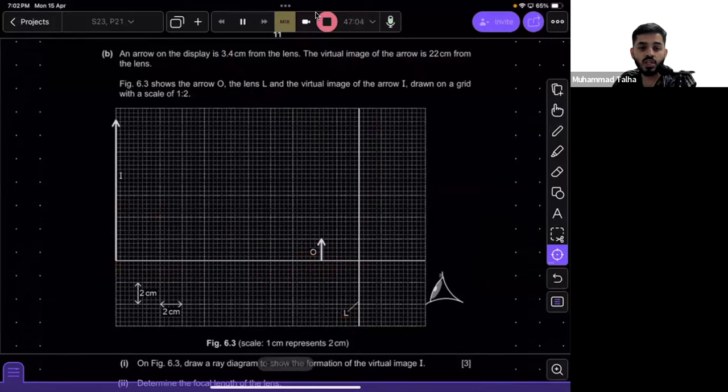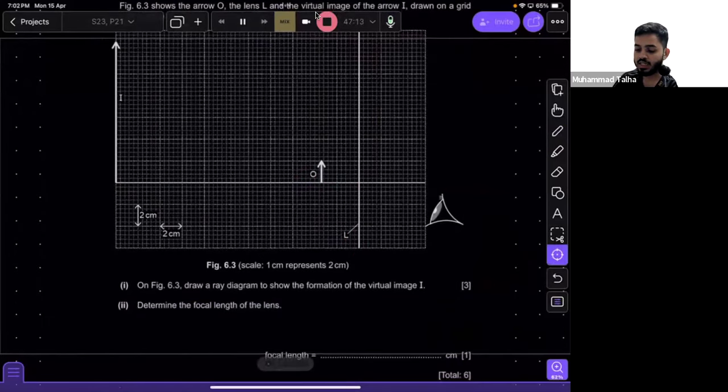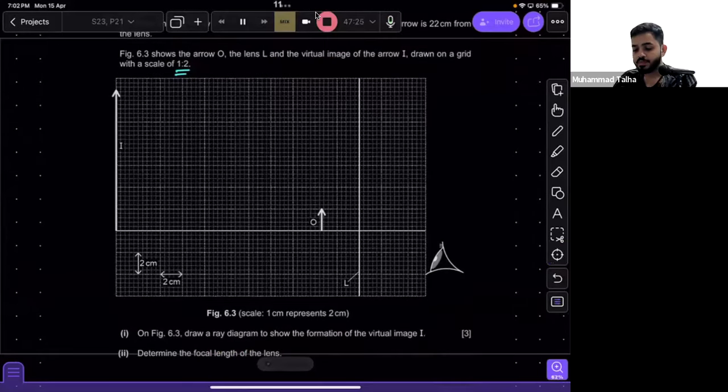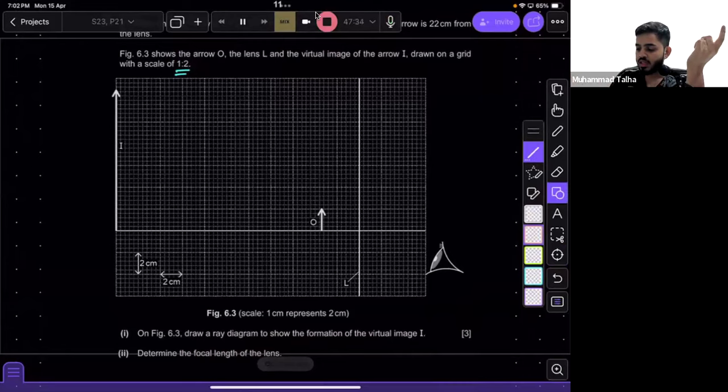Now this is drawn on the grid with a scale of 1:2. So it's a scaled diagram. Do keep this in mind. It also says here that 1 cm represents 2 cm. Part 6.3: draw a ray diagram to show the formation of the virtual image I. Remember that you have a couple of rules to work with when making these lens diagrams. I always work with 2. Out of those 3, you can choose to work with any 2.